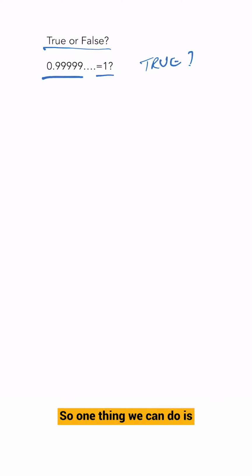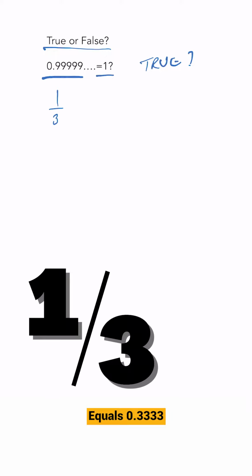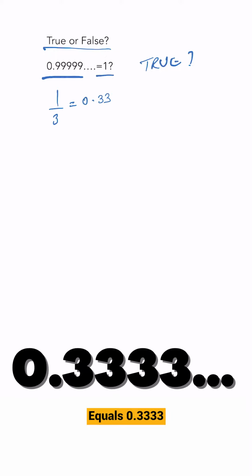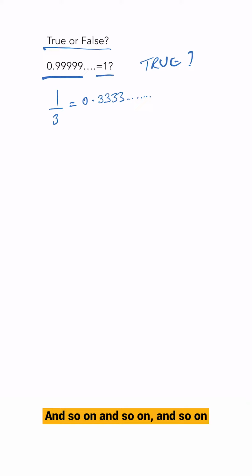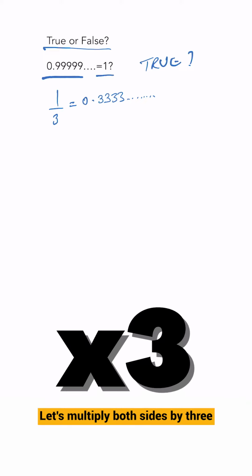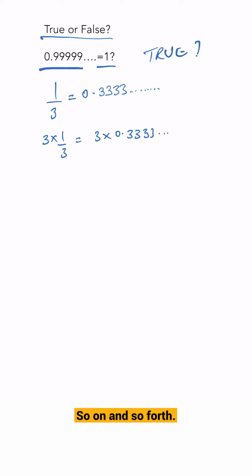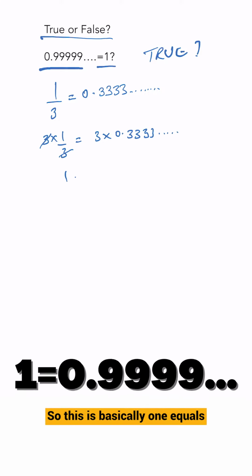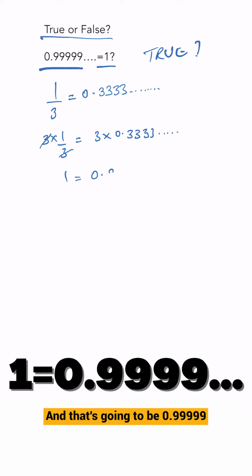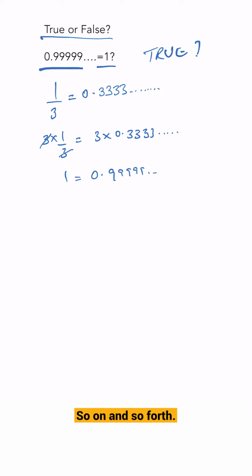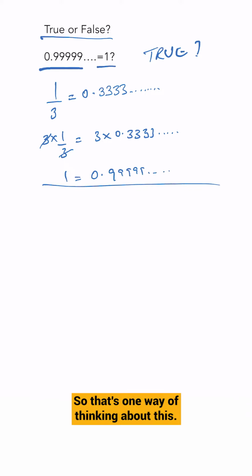So one thing we can do is, we all know that 1 by 3 equals 0.3333 and so on and so on. So let's do this, right? Let's multiply both sides by 3. So that's 3 times 1 by 3 equals 3 times 0.3333, so on and so forth. So this is basically 1 equals 0.9999, so on and so forth. So that's one way of thinking about this.